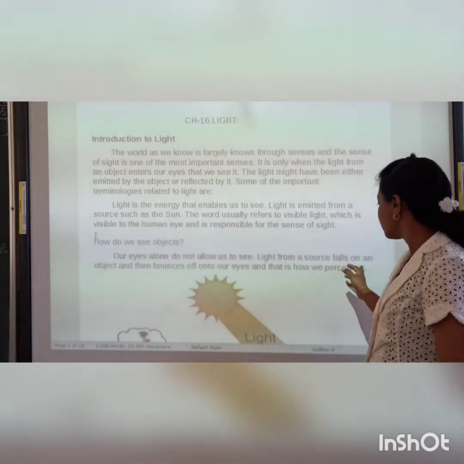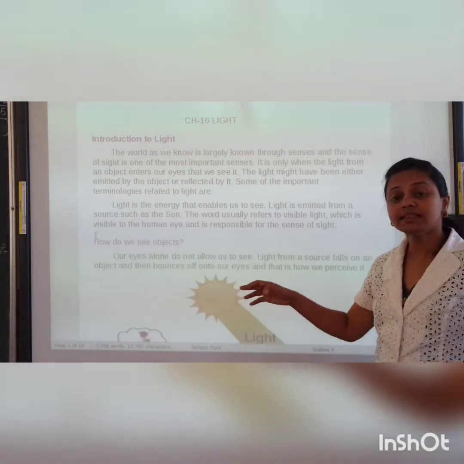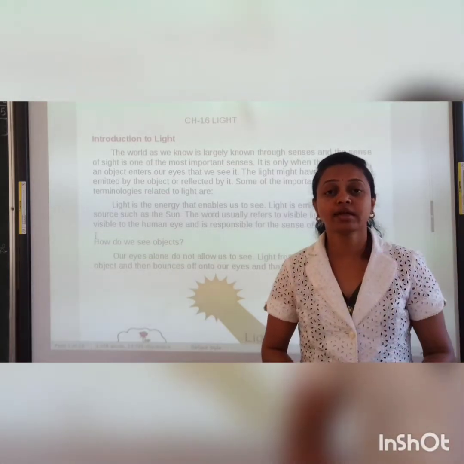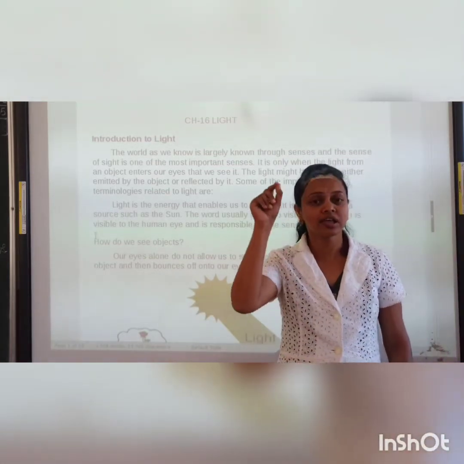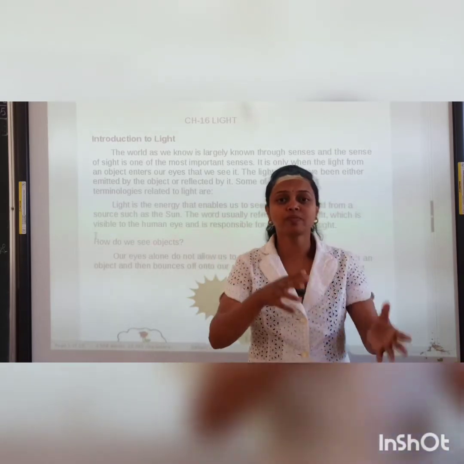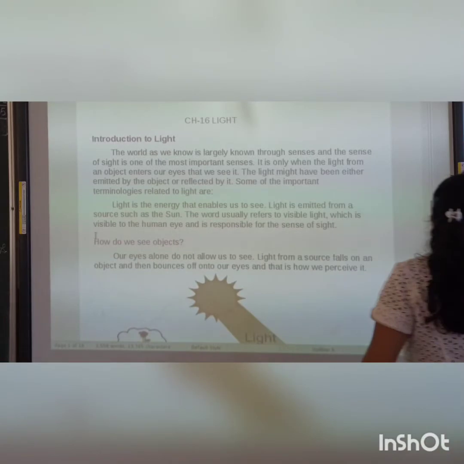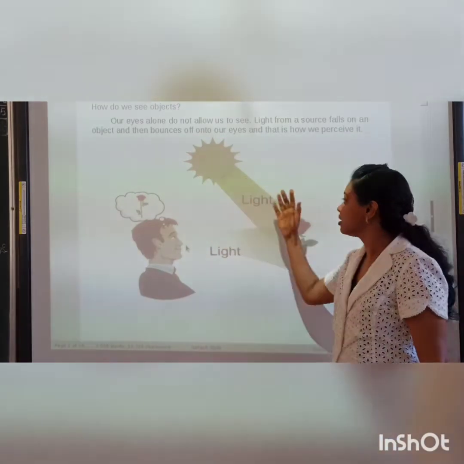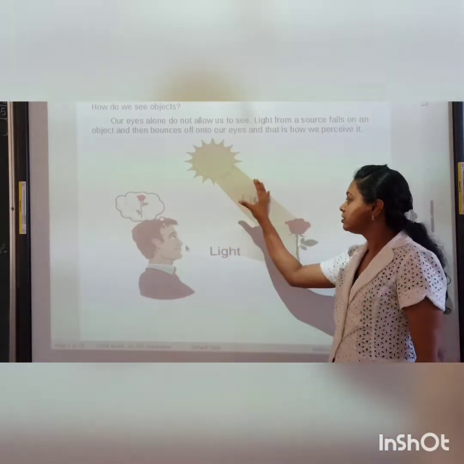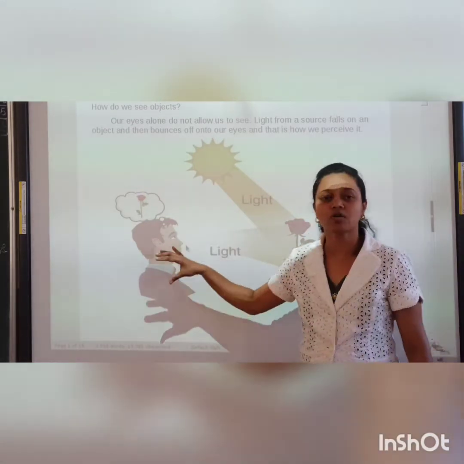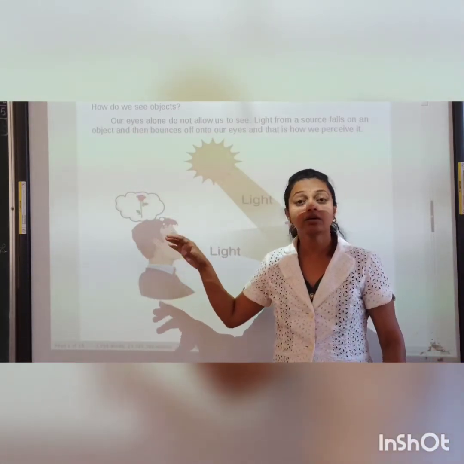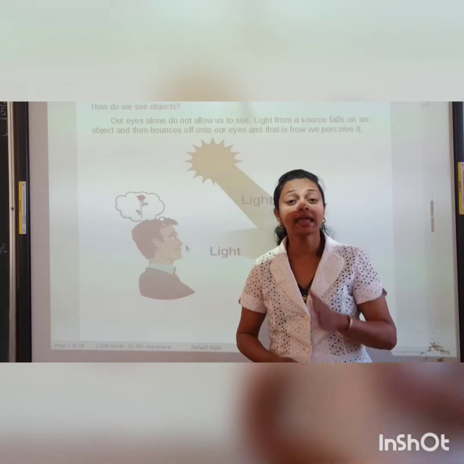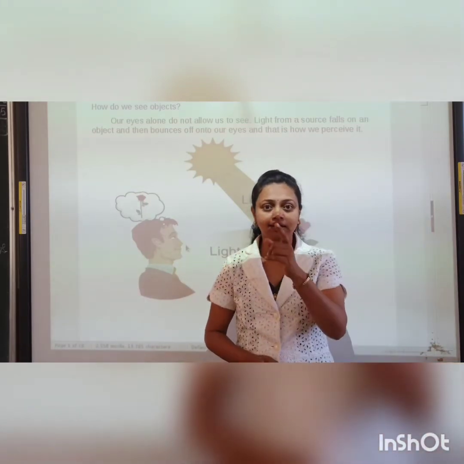Light from the source falls on an object, then bounces off onto the eyes. That is how it works. Yesterday I explained to you with a ray or beam how light bounces back from the object. Today, let's see how sunlight is falling on the flower and the rays of the sunlight bounce back to the eyes. Through this concept, we are going to study about light today in your 16th chapter in class 8th standard.